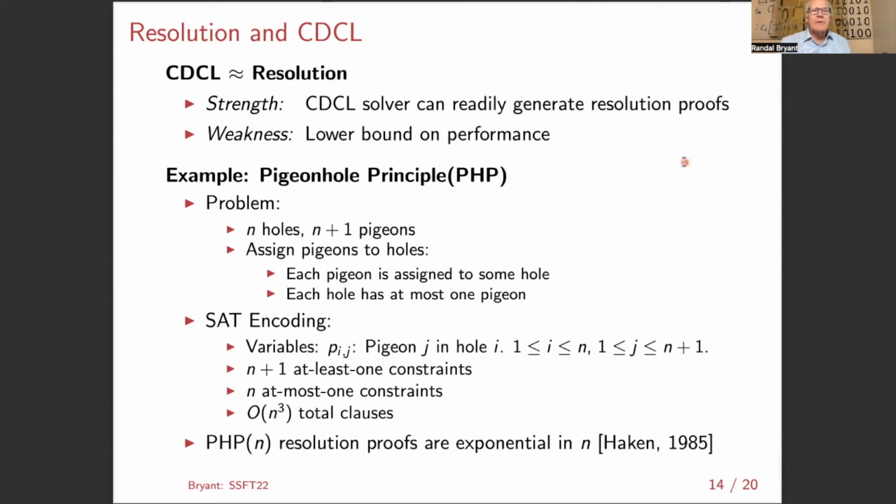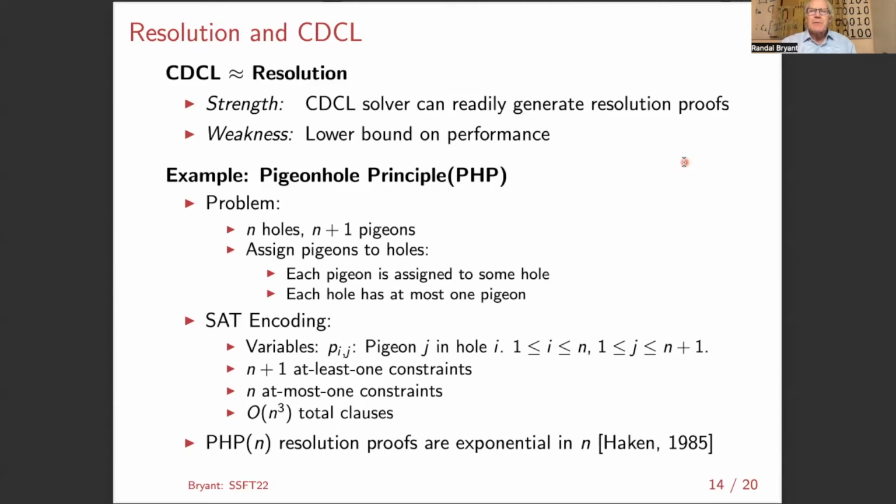An example of this would be the so-called pigeonhole principle. Imagine I have n+1 pigeons, and I can assign each pigeon to a hole, and my rules are every pigeon has to be assigned to some hole, and no hole can contain more than one pigeon. So this is clearly an impossible combination.